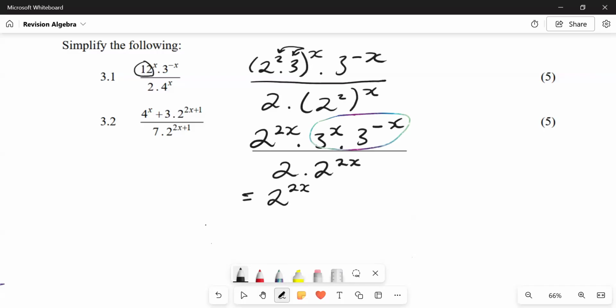and then 3 to the power 0, because x minus x, right? And then divided by 2 times 2 to the power 2x. Again, these two will cancel, right? And now you're left with 3 to the power 0, that's 1, and then 2. So your final answer is 1 over 2.